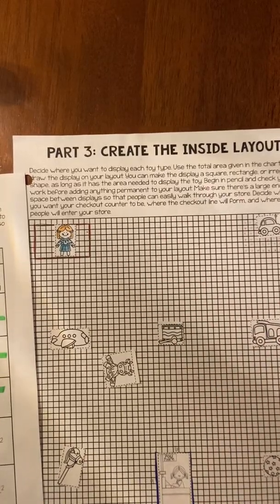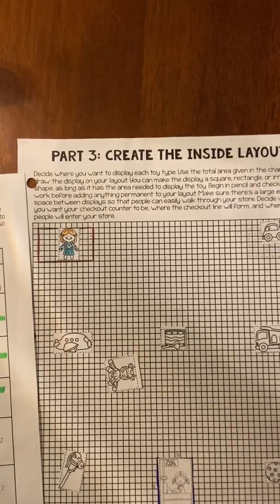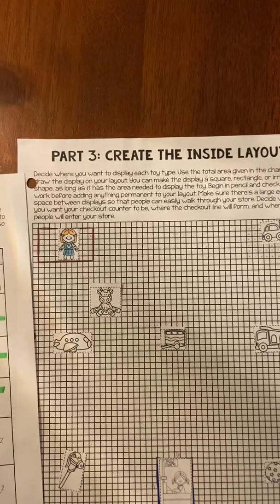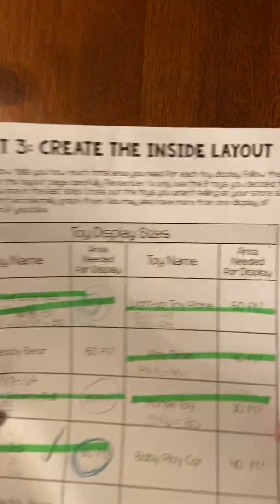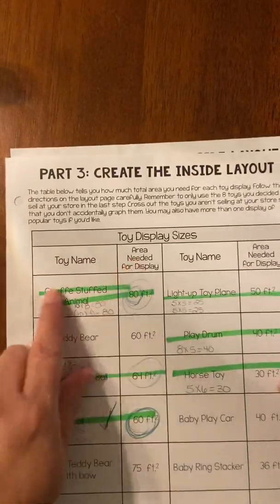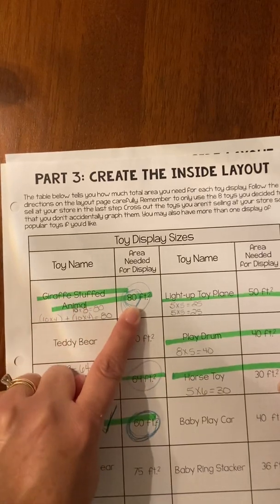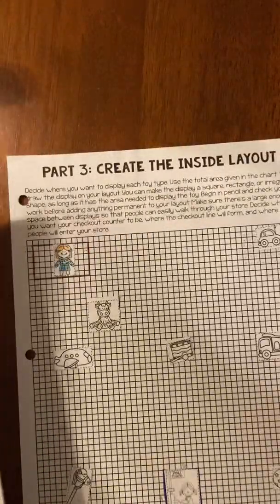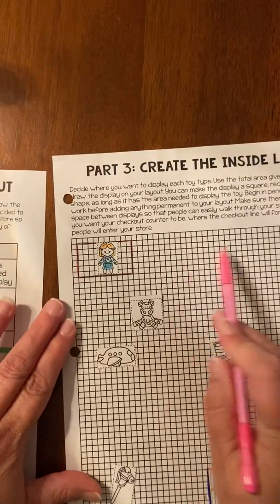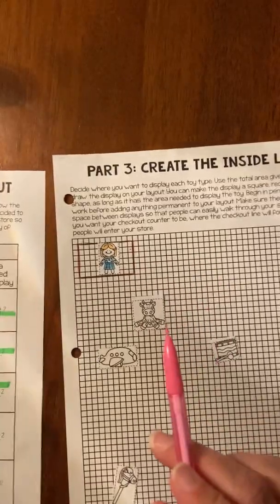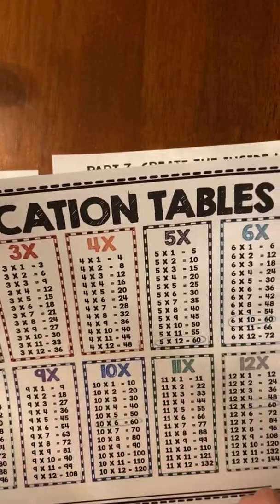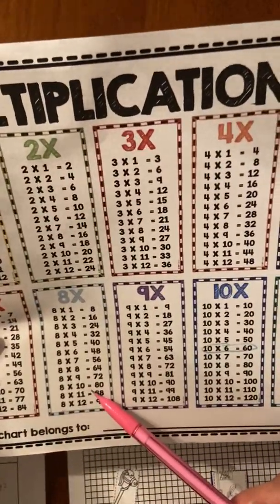You want to make the store appealing visually. So we're going to find for the giraffe. For my giraffe, I'm going to look at my area needed for display. Here's my giraffe, 80 feet squared. So I'm going to think, okay, what dimension? That means I need 80 blocks total, right? Well, I can look at my chart and I can look for 80, and I can see 8 times 10 is 80.